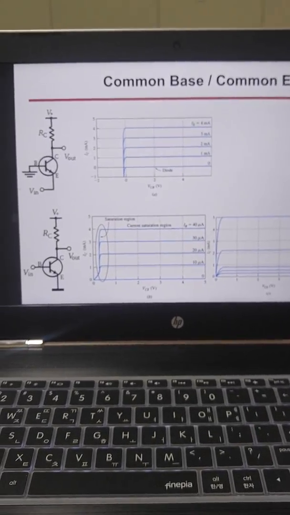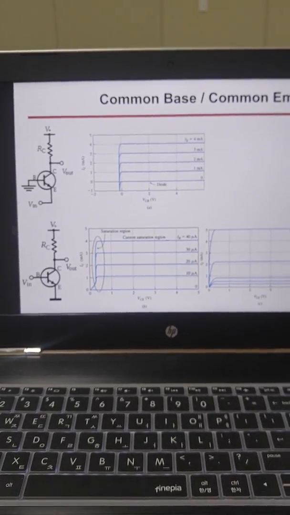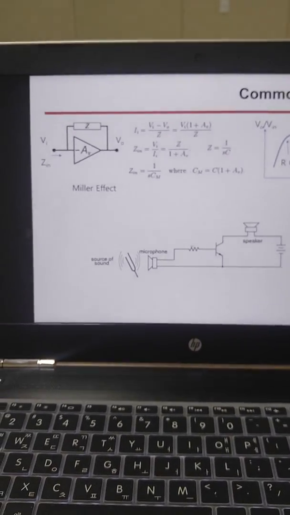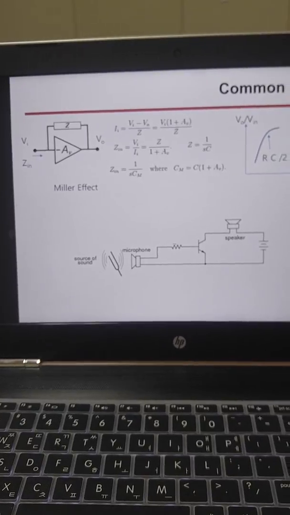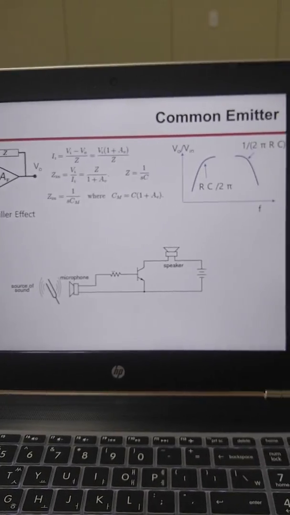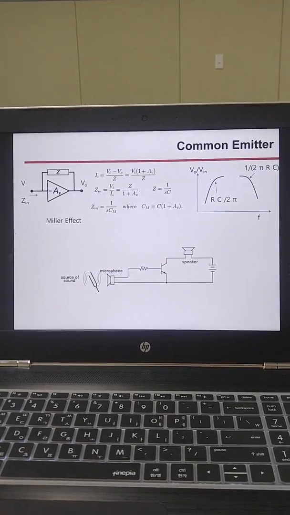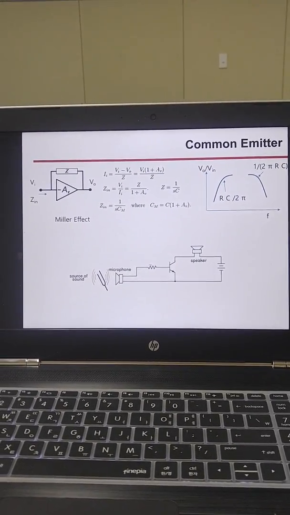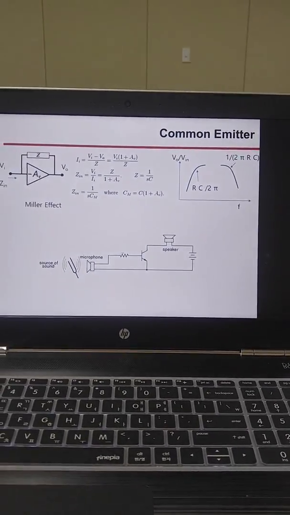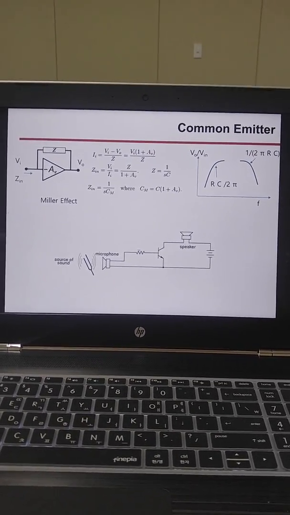First, common emitter is a device whose emitter is grounded, and by the Miller effect, as the current gain increases, the capacitance inside the device gets bigger, and as a result, the bandwidth of the filter decreases. Common emitter is usually used to amplify the signal, and its current gain is usually nearly 100.